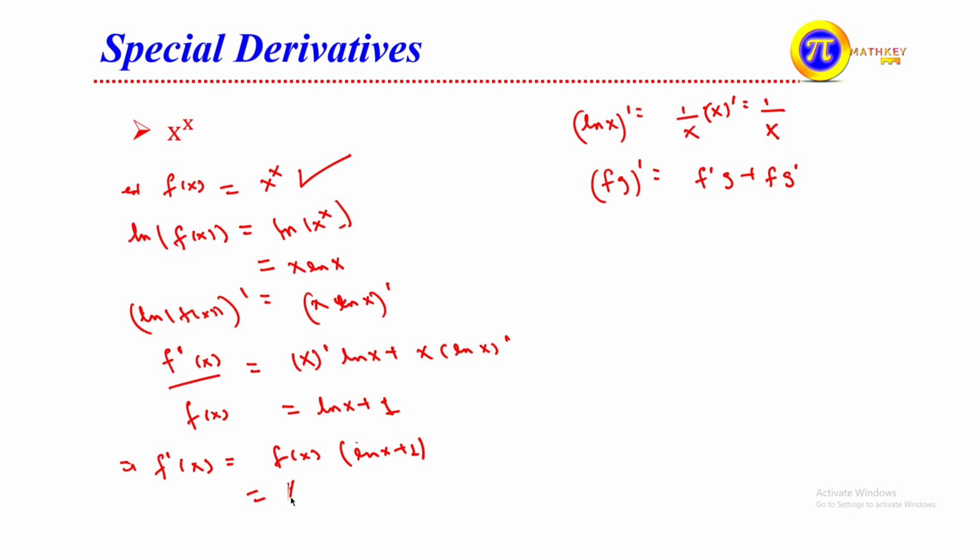So f of x is x to the power of x. This is x to the power of x times 1 plus ln x. Since addition is commutative, we can rearrange. Therefore, the derivative of x to the power of x is equal to x to the power of x times 1 plus ln x. This is the derivative of our function.